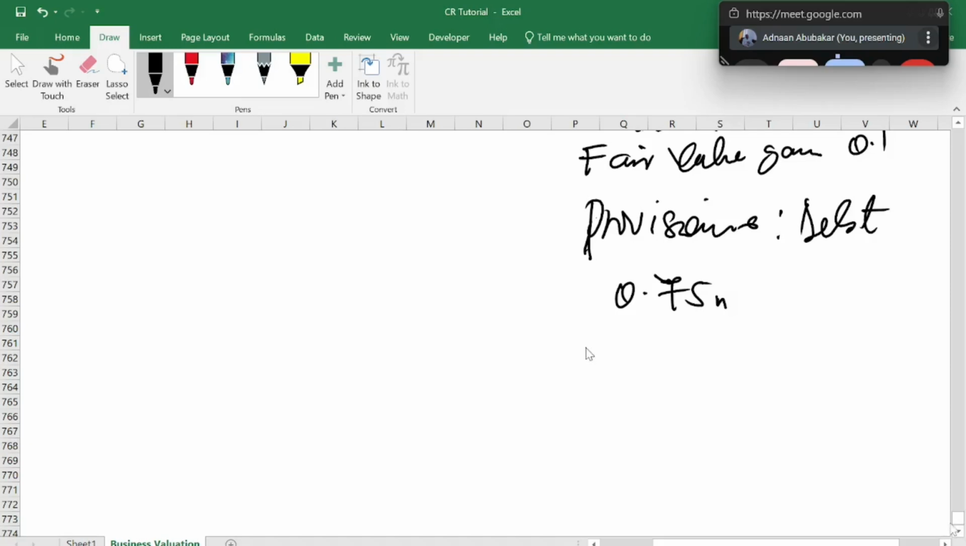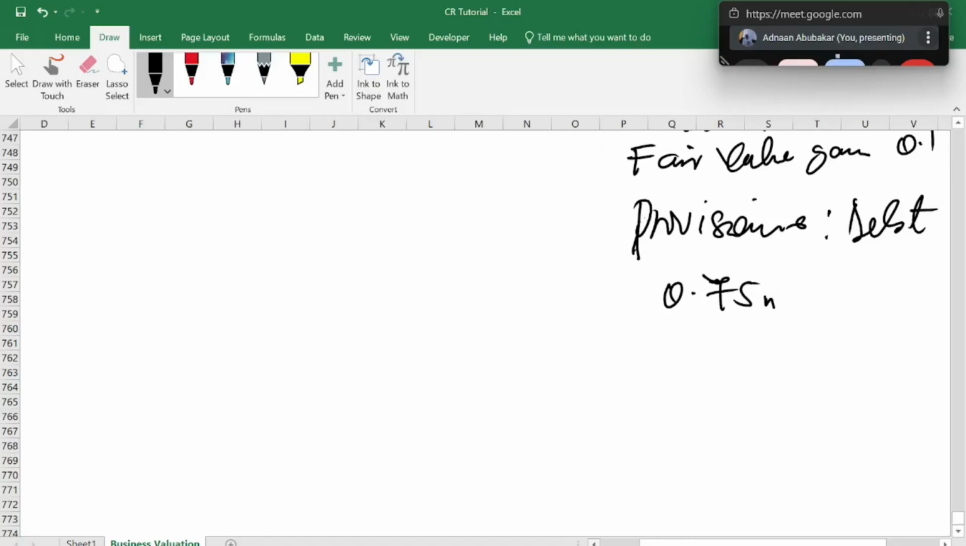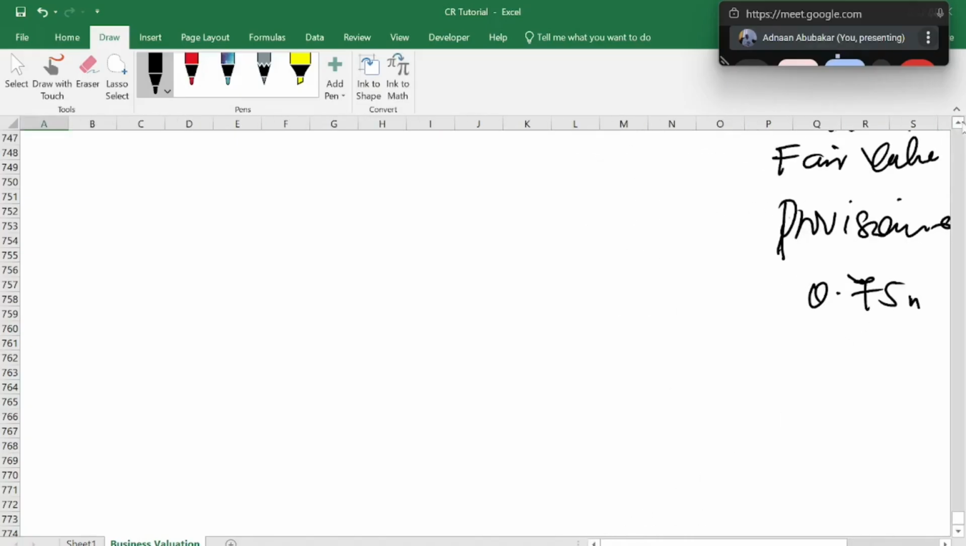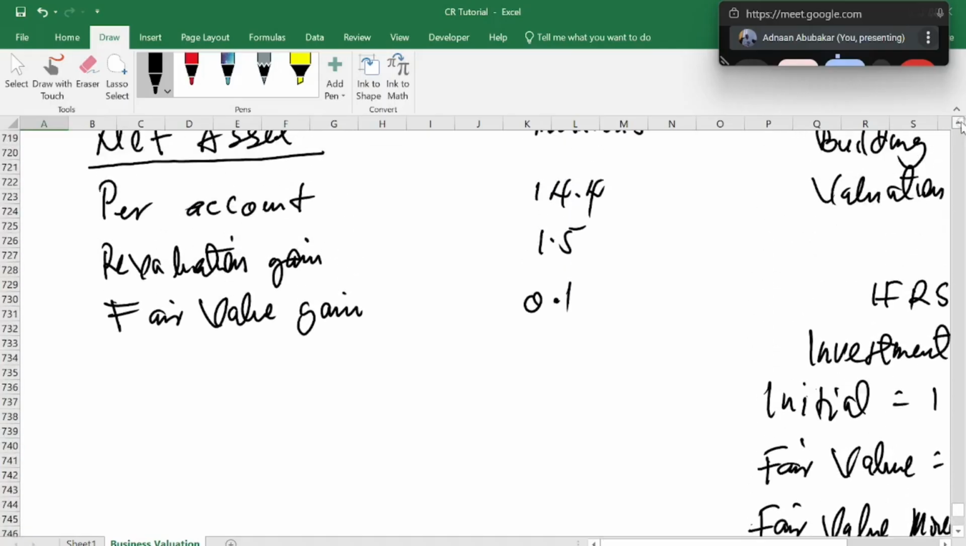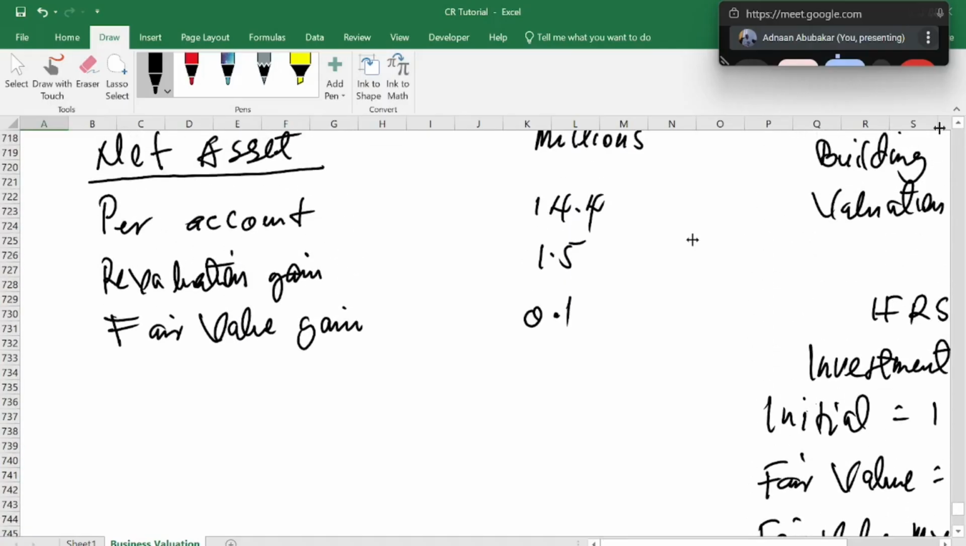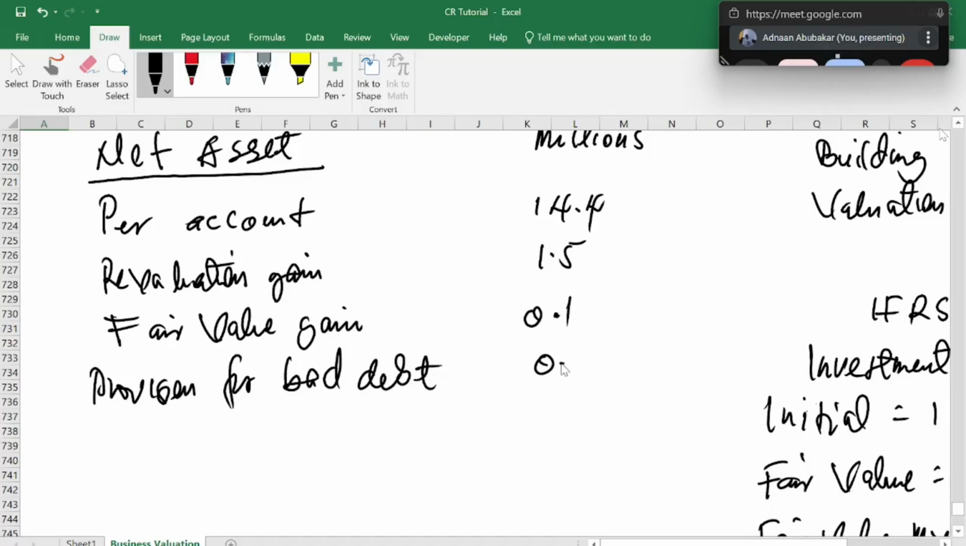Are you with me? Yes, sir. So if it is a liability, when you create such a provision, where will it go in your net asset when you are calculating this? It will be a liability, so it will be provisions. Provision for what? Bad debt. How much? 0.7 million. So you put it in brackets. Since it's a liability, you put it in brackets. Are you following me? Yes, sir.